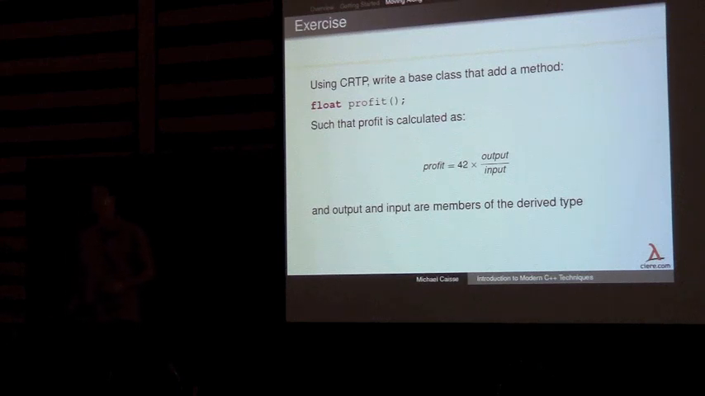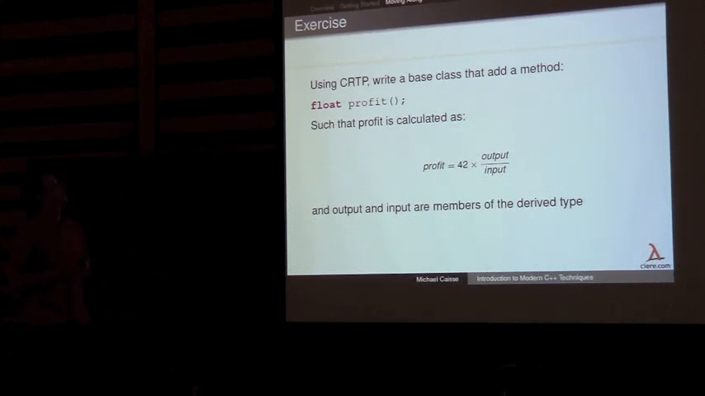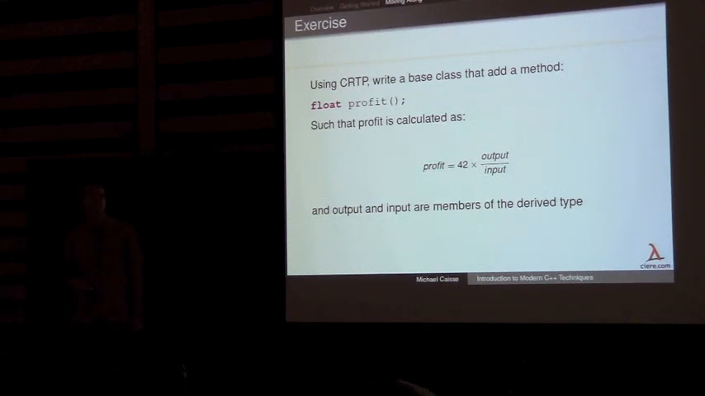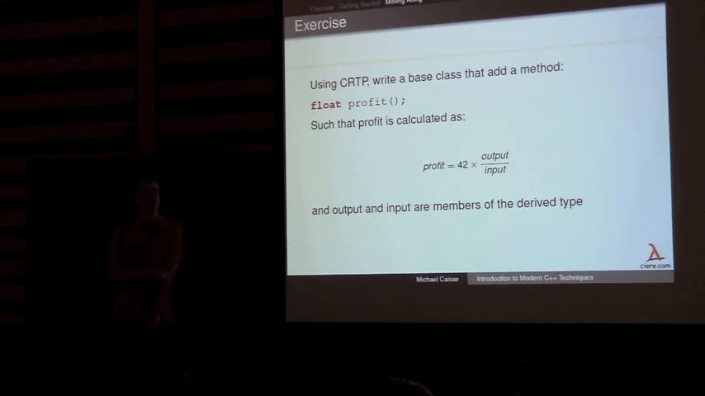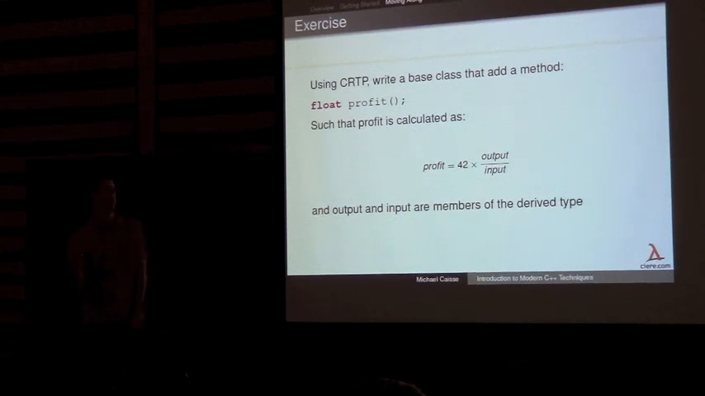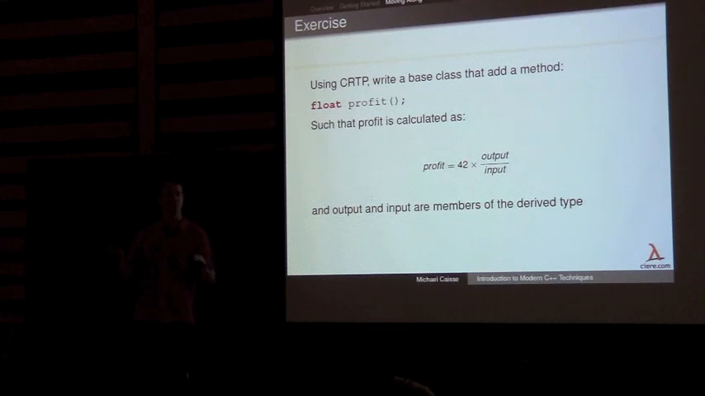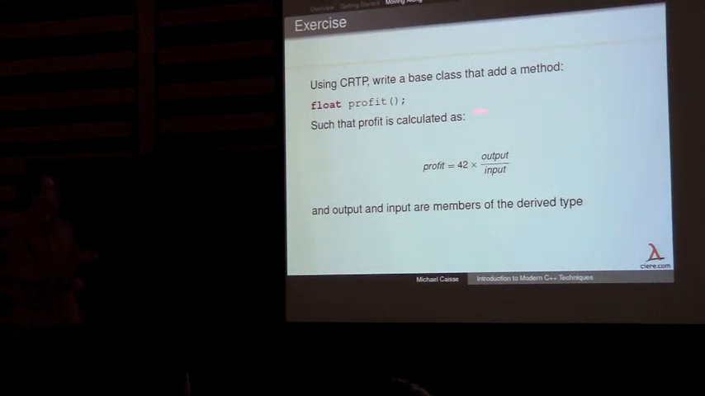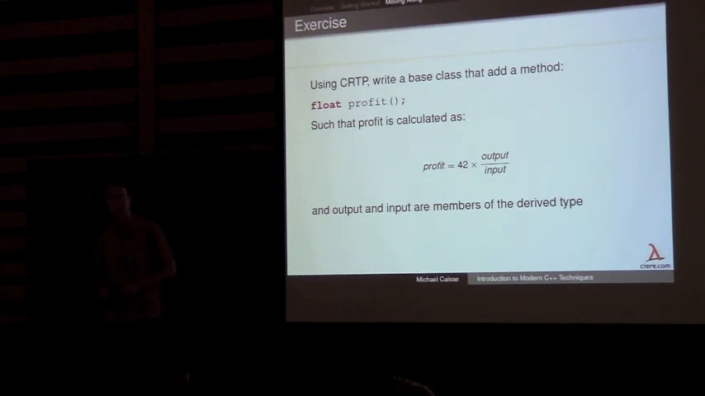All right, because you guys are falling asleep, we have to do an exercise. Using CRTP, write a base class that adds this method, float profit. It's going to calculate profit by taking something called output, dividing it by input, multiplying it by 42. Output and input are members of the derived type. So, what are the concepts for this type? Concepts for the type are that it has to have members with names output and input. Make sense? The derived class will have at least two members, output and input. And via CRTP, the base class is going to access those and perform this calculation.